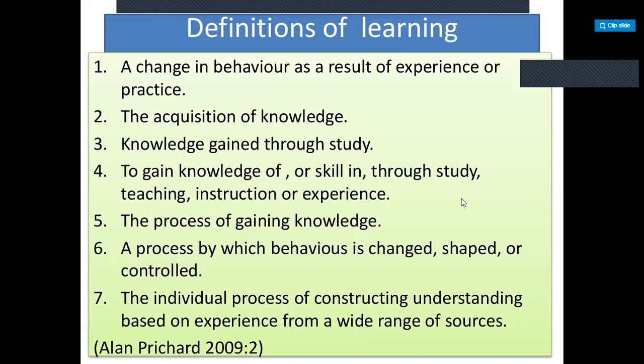Number 3, knowledge gained through study. That is just related to the acquisition of learning. Number 4, to gain knowledge of or skill in through study, teaching, instruction, or experience. Number 5, the process of gaining knowledge once again. But the first one says the acquisition of knowledge and the process of gaining knowledge. Sorry, I made a mistake right here.